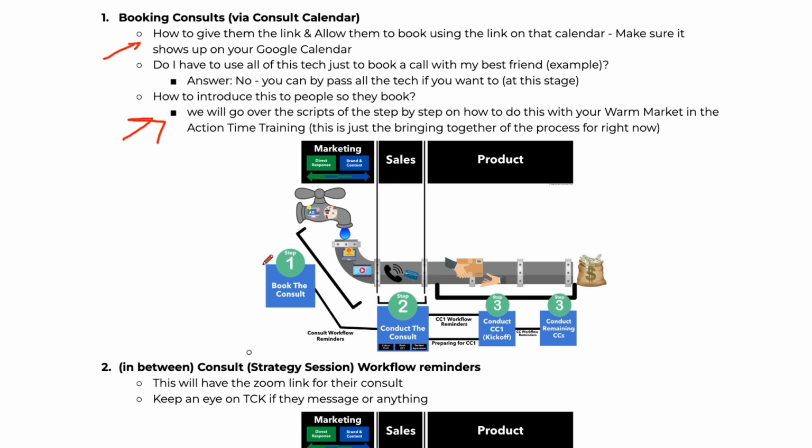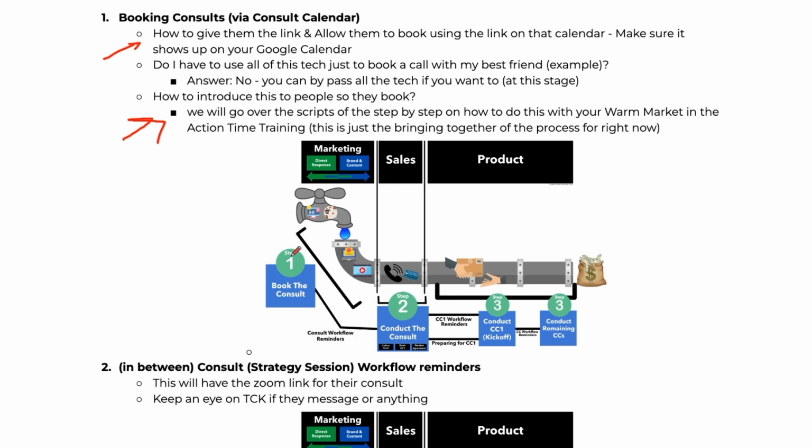And so what we're going to do is walk you through the scripts step by step on how to actually do this with your warm market, because this is a different process when you're doing it for warm market versus hot market versus cold market. All of these are different processes, right? And so we're going to walk you through some example scripts on how you can frame this and talk to your warm market so that way they say, you know what, this is an awesome thing. I would love to jump on a consult with you and see if this is something that would be a good fit for me. Okay, so right now we're just showing you the overview of that process, but don't worry, in the action time training, I'm going to walk you through that as well.